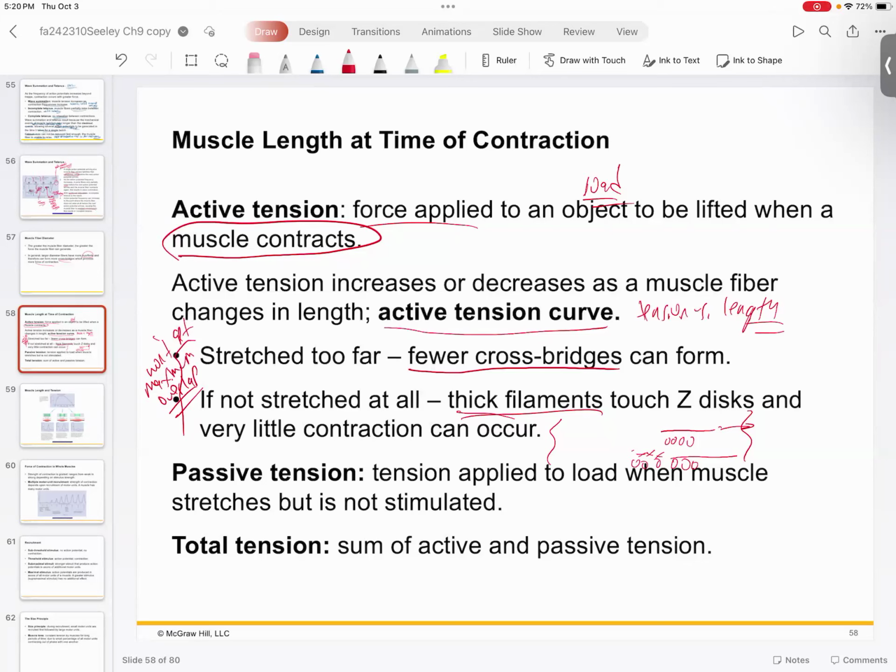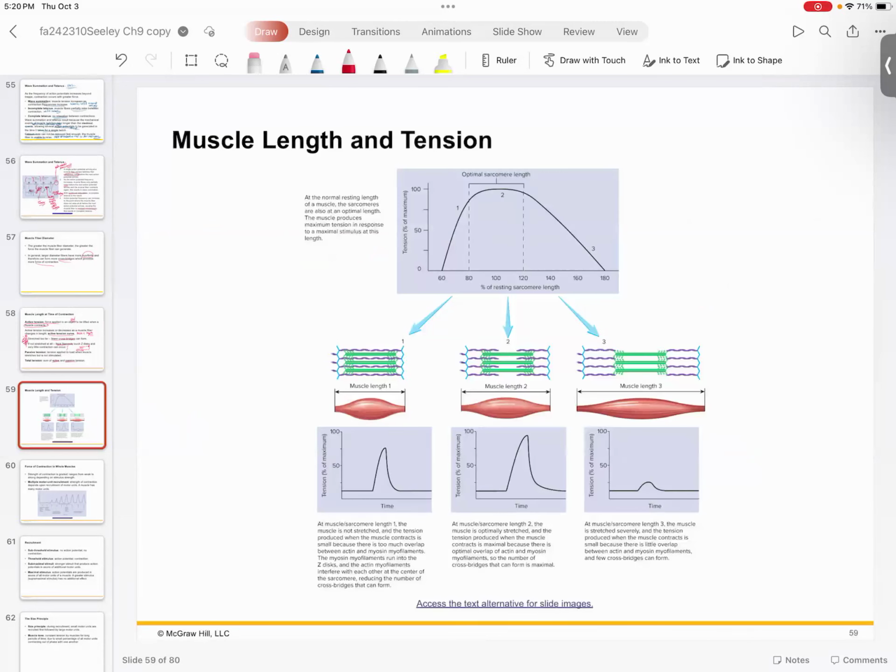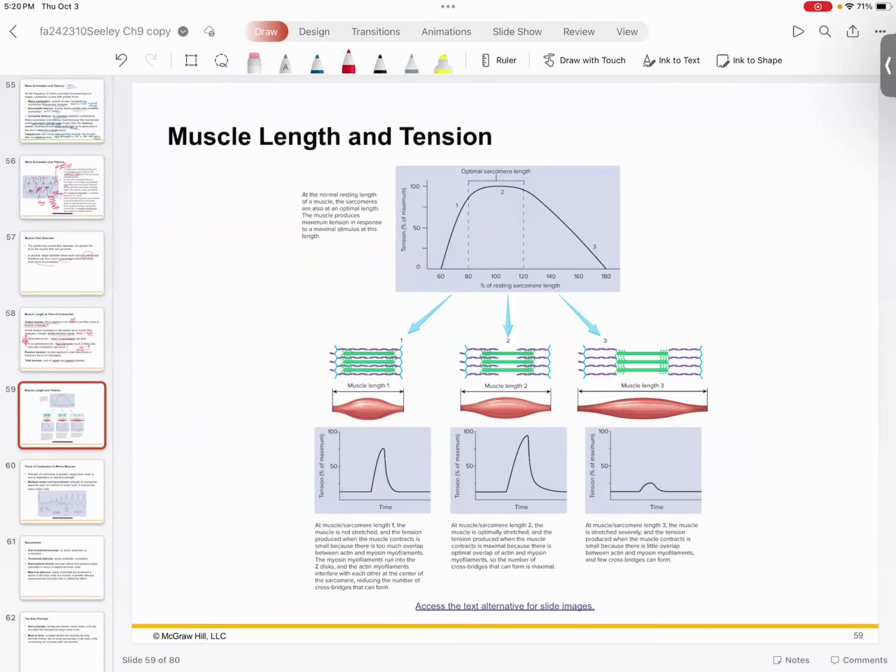So passive tension is a force or a tension that's applied to the load. That's the object you're trying to lift. When the muscle stretches, but itself is not stimulated. So basically, when you take a look at the two, you get total tension, which is a sum of active and passive tension. So kind of an innate tension versus an applied tension. So this is kind of what it looks like, the muscle length versus tension curve.